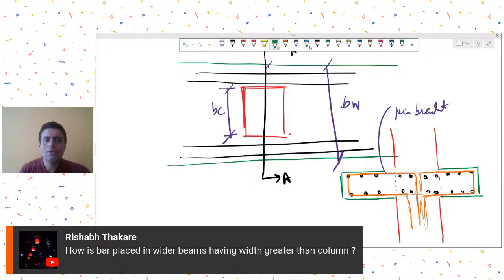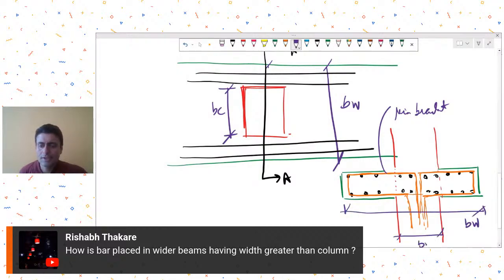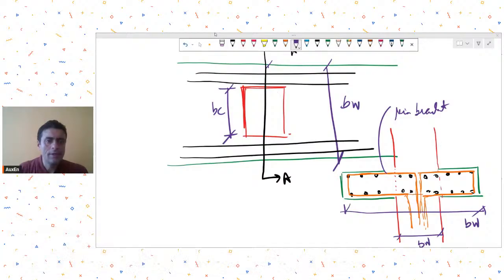In the IS 13920 code, there is a restriction on the beam width, on how much greater it can be than the column width. So you can have a look at that restriction. It is given in IS 13920. Okay. All right. So this was regarding the beam loads.